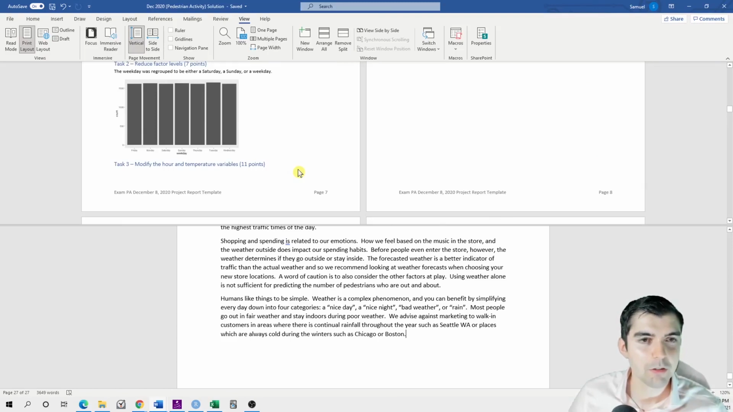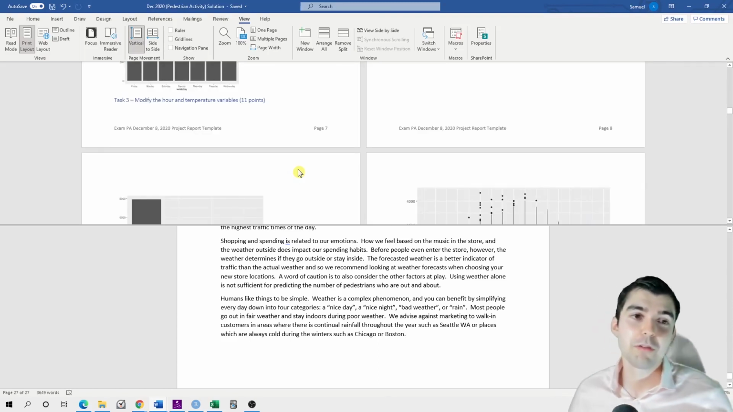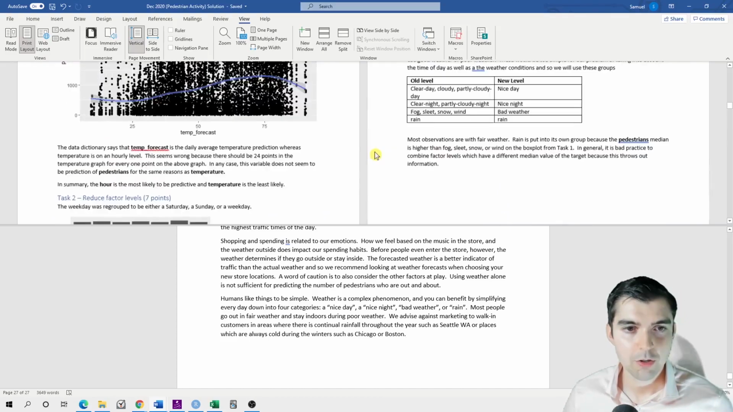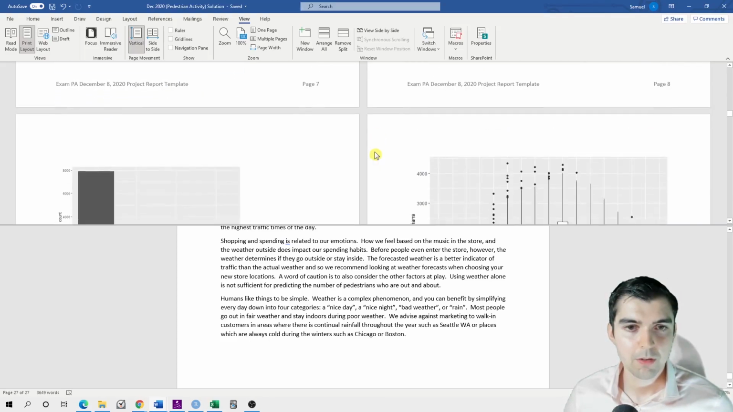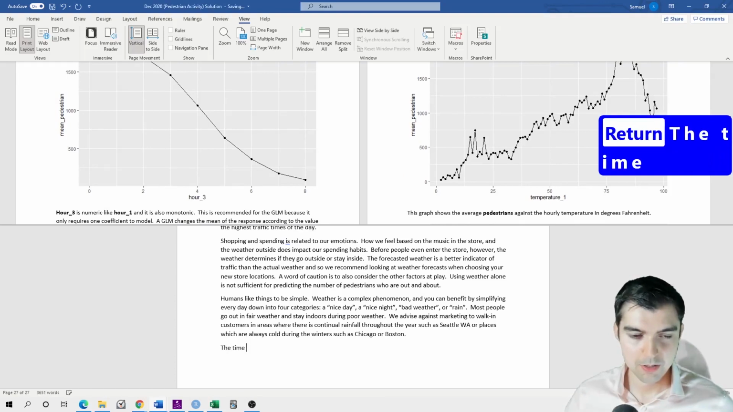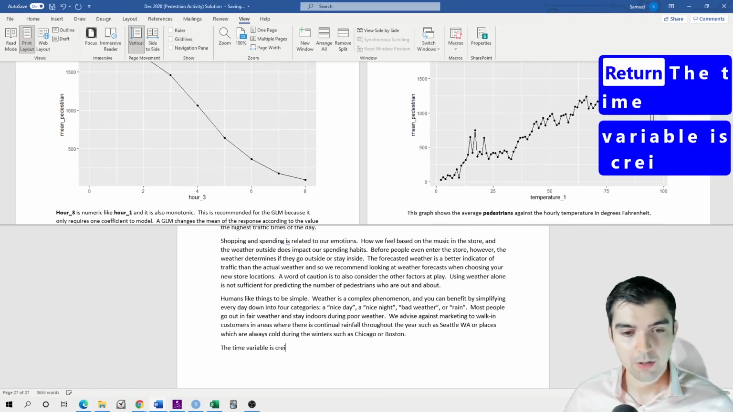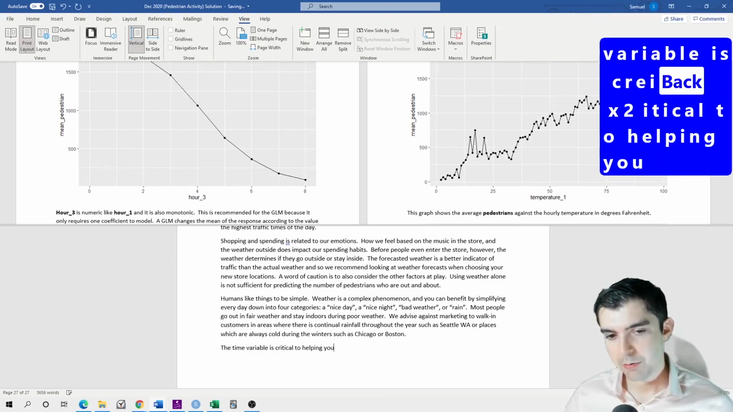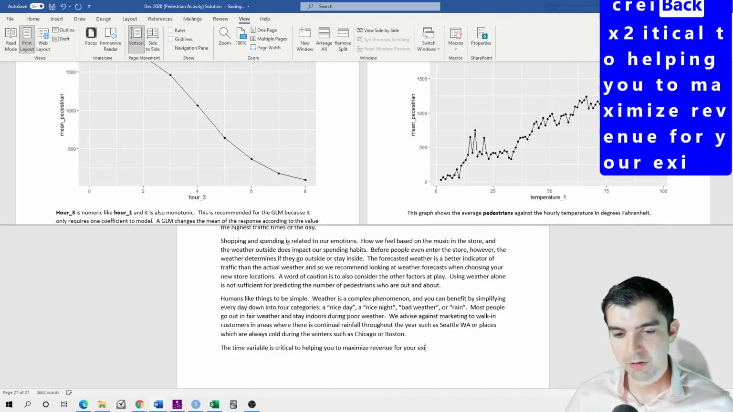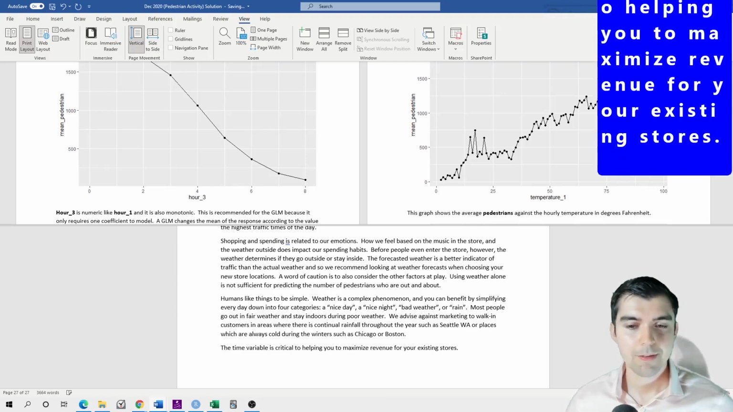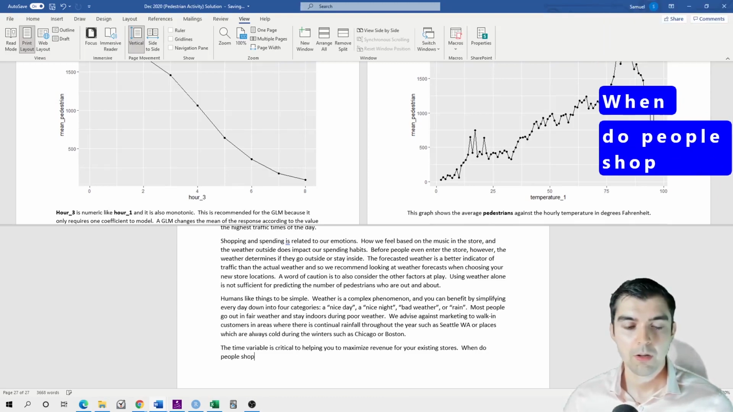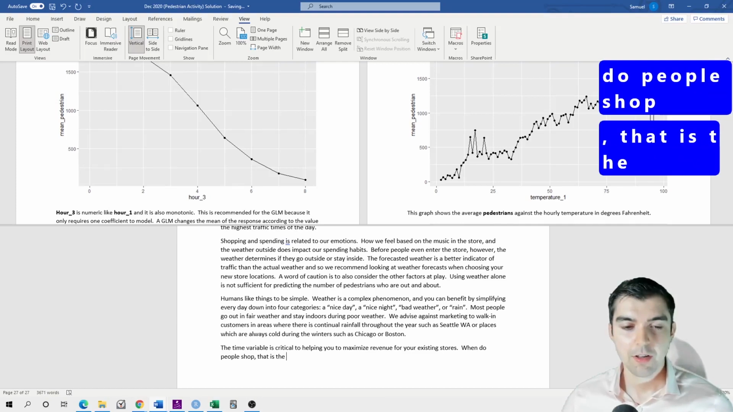Then we reduce the factor levels. But if you say that in the executive summary, we reduce the factor levels, they will not know what I'm talking about. So yeah, the decision tree, choice of variable here. The time variable is critical to helping you to maximize revenue for your existing stores. When do people shop? That is the key question.